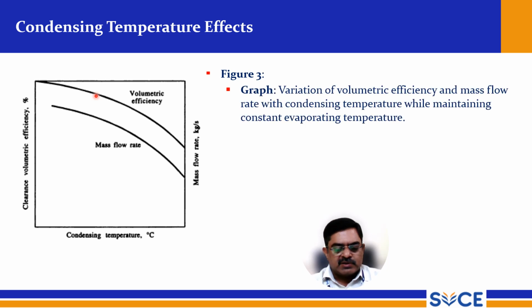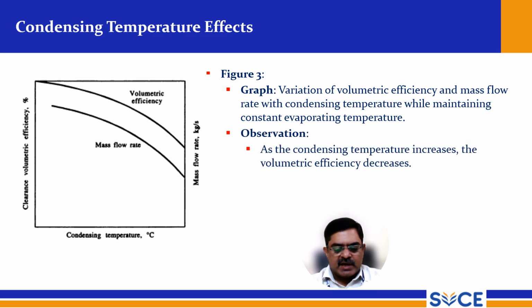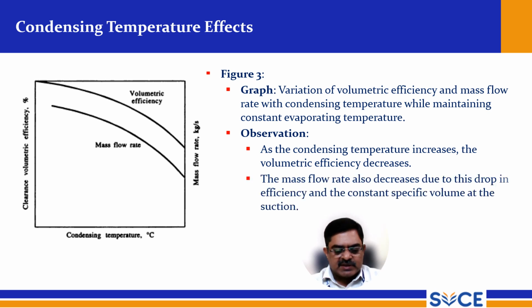So this is graph 3, the variation of volumetric efficiency and mass flow rate with the condensing temperature while maintaining constant evaporating temperature. Here we can observe that as the condensing temperature increases, the volumetric efficiency decreases. The mass flow rate also decreases due to this drop in efficiency and constant specific volume at the suction.